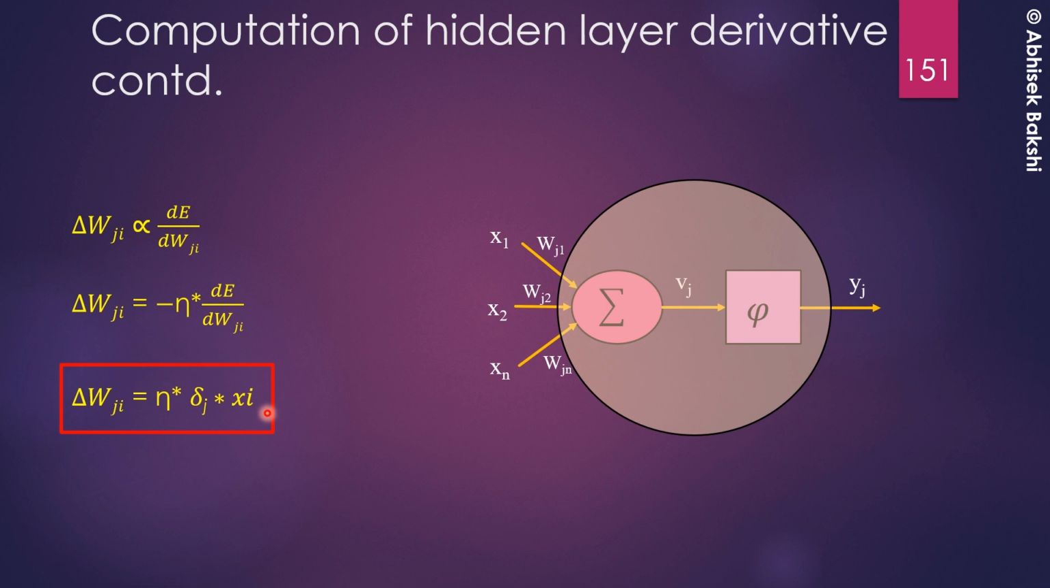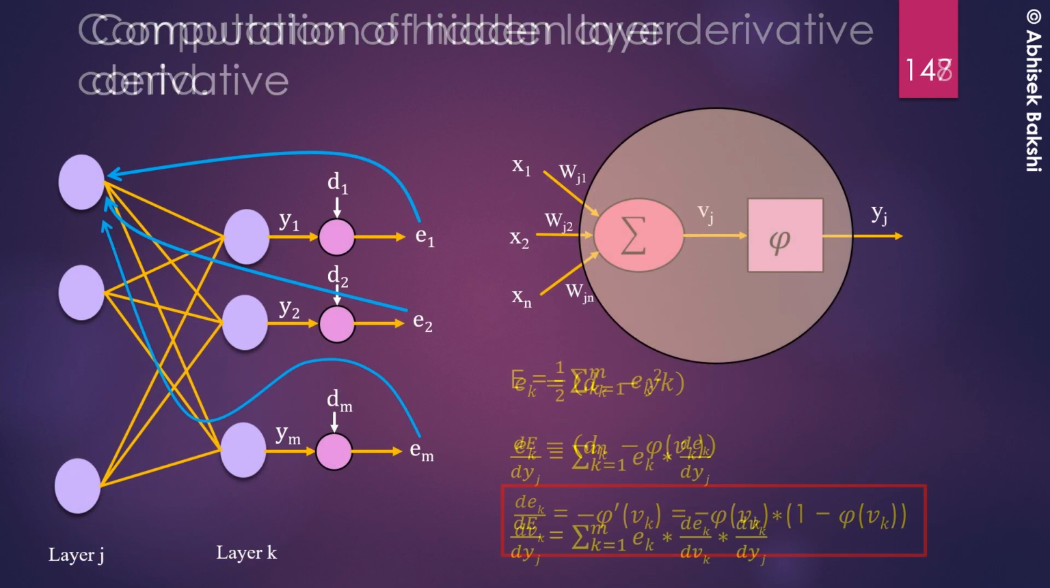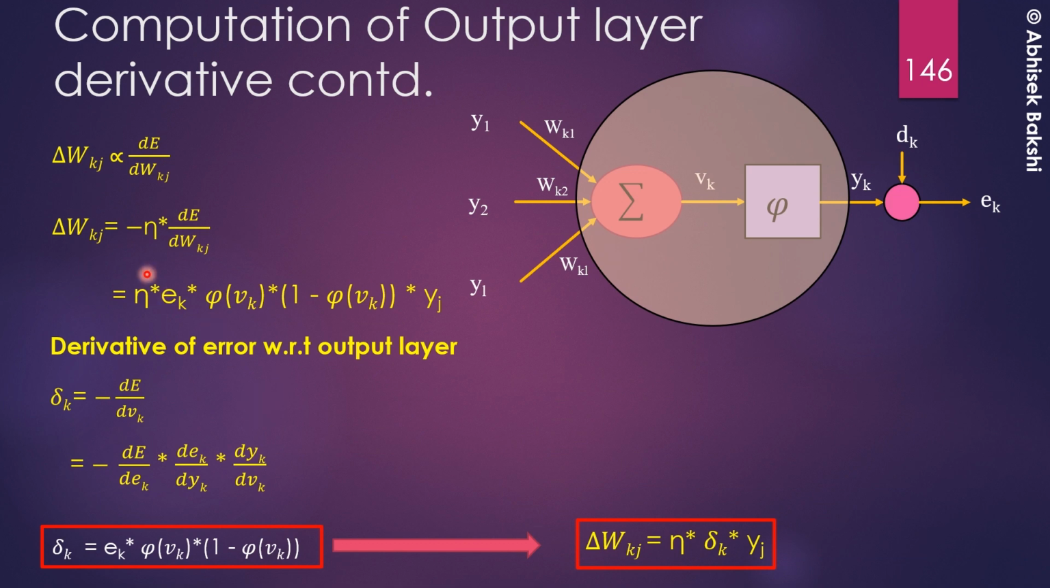And delta wkj, previously if you look into it, was eta into delta k into yj. So that means, right now we are just deriving the equations, and then we will sort out one by one which equation we will compute first, then what, in this way. Okay, we will do that very soon.